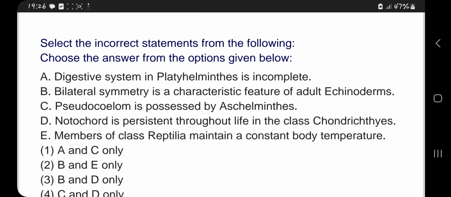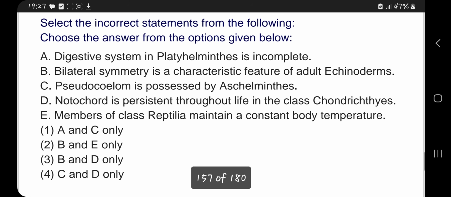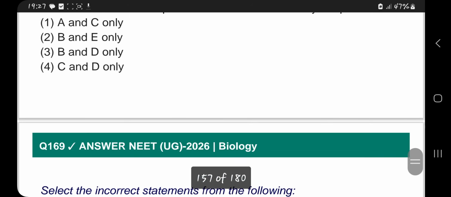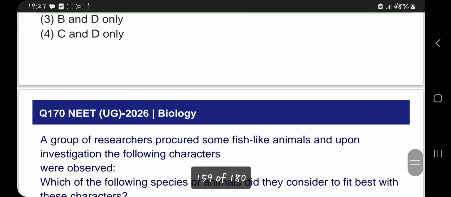Pseudocoelom is present in Aschelminthes, correct. Notochord is persistent throughout the life in class Chondrichthyes. Chondrichthyes is cartilaginous fish. So B is incorrect. Members of Reptilia are cold-blooded animals, not warm-blooded animals. So B and E are incorrect statements. So second option is the answer.